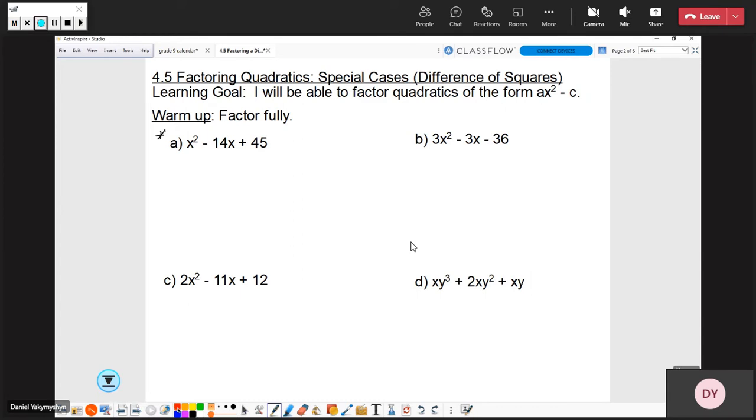Now, the first rule of factoring always is common factor first. We're always looking for a common factor. In this first example, part A, it's not a common factor.